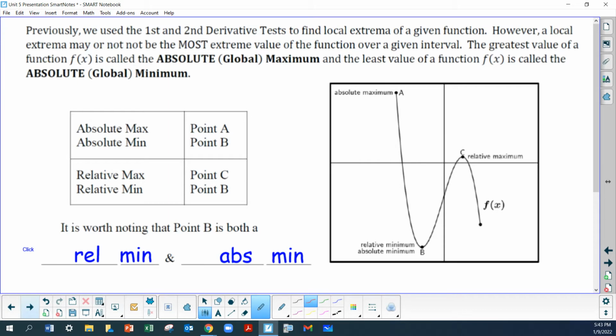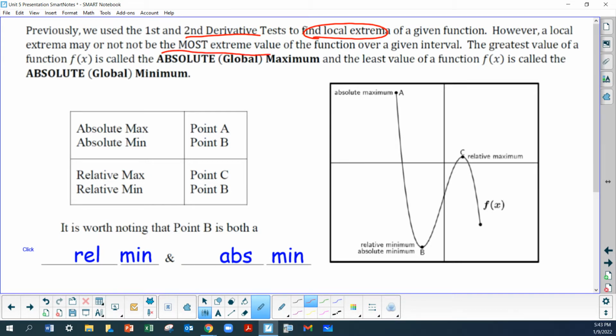So we're familiar with the first derivative test. We have also looked at the second derivative test for concavity, but we haven't discussed the second derivative test to find local extrema. That is coming up. So this is just a little bit out of order for that. However, it's not totally necessary for us to have that today. However, a local extrema may or may not be the most extreme value.